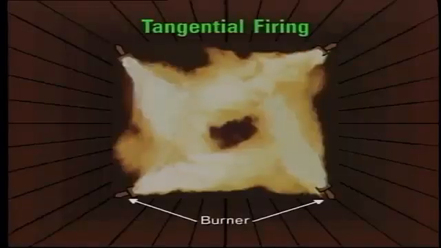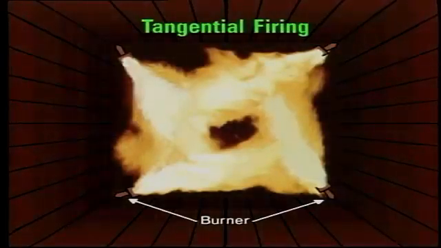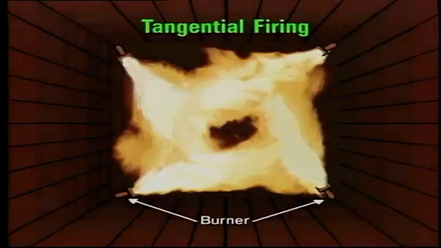The orientation of the burners is arranged so that the fire forms a rotating ball like this. This arrangement, known as tangential firing, is claimed to create greater turbulence, resulting in cleaner combustion.